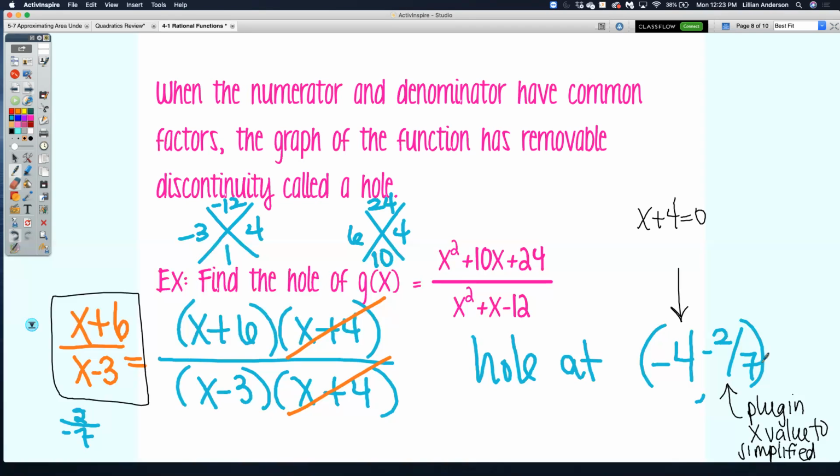I'll recap. A hole occurs when the numerator and denominator have a common factor. You can find this common factor by factoring the top and the bottom and seeing what cancels out. The x coordinate of your hole is when you set that common factor equal to 0 and you solve. You find the y coordinate by plugging that x value into the simplified form. Okay?